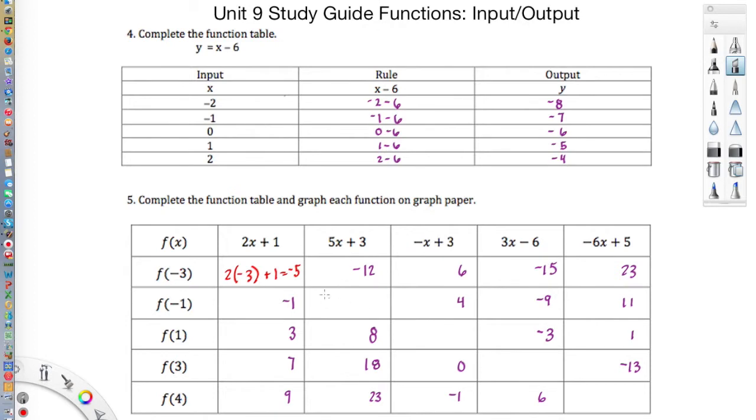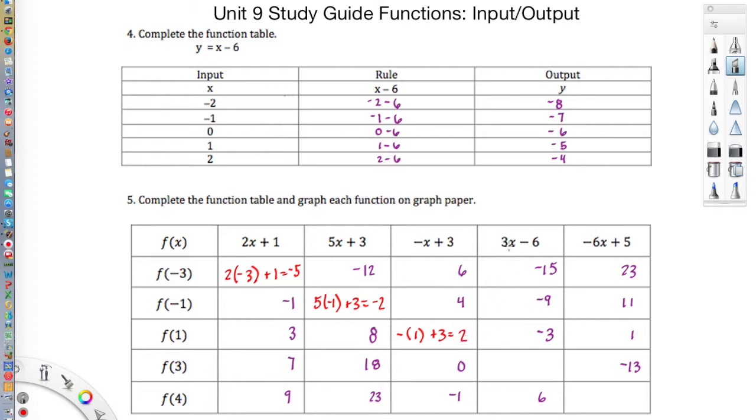Okay, the next one here, I've got 5, and my value for x is going to be a -1 plus 3. So 5 times a -1 is going to be a -5 plus 3 is going to be a -2. And then I move on down to this function here, and I'm going to use the value of 1 for x. I'm going to substitute 1 in. So I have, what is the negative of 1 plus 3? Well, -1 plus 3 is going to equal 2.